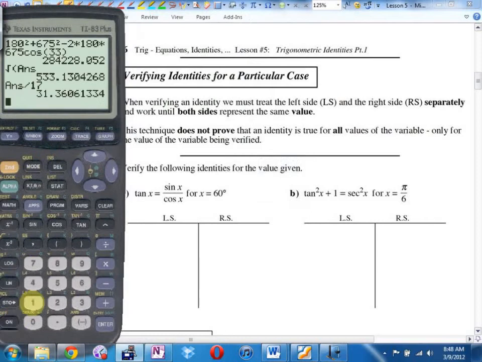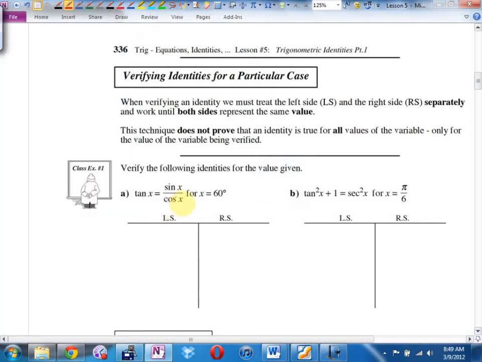We will often give you an identity in what's called a t-table or a t-chart. Why is it called a t-table or a t-chart? Because this looks like a letter T. Here's the problem.